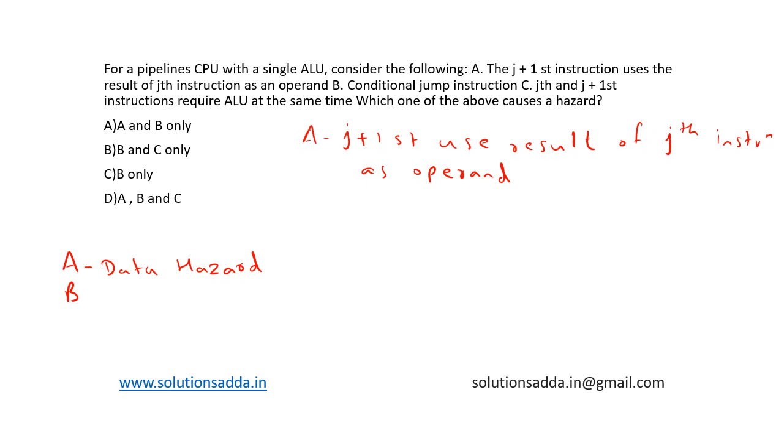B. B is a conditional jump instruction. A conditional jump instruction always creates a control hazard because of the pipelining of branches and other instructions that can change the program counter. So conditional jump instruction also causes hazard, that is control hazard.